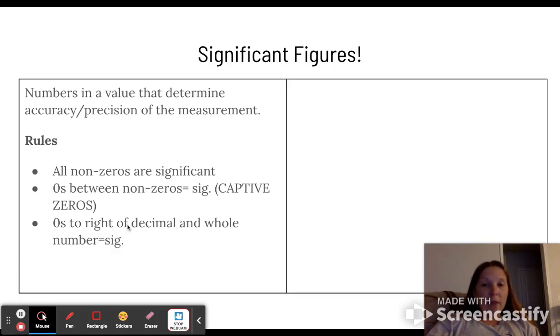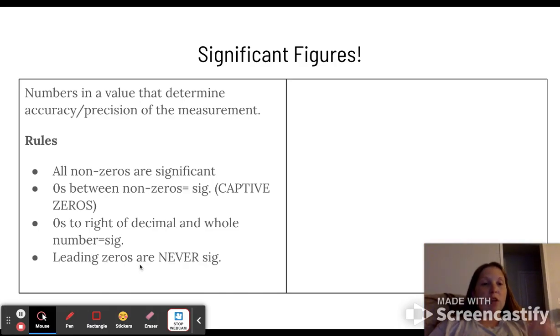Zeros to the right of a decimal and a whole number are significant all the time. So 1.10, okay, that would be a 0 to the right of a decimal and the right of a whole number. It is significant, so that number has 3 significant figures.